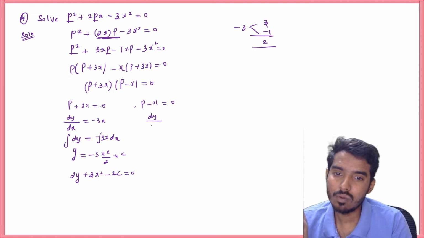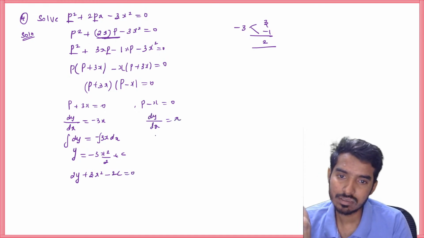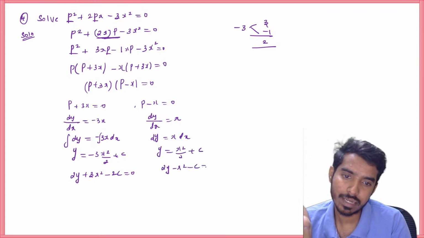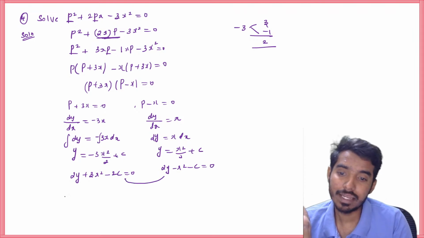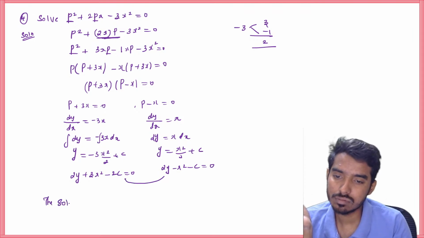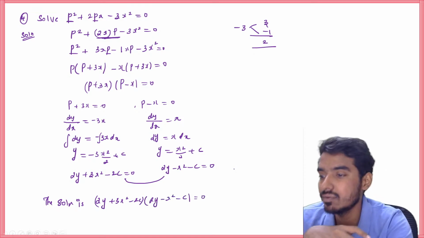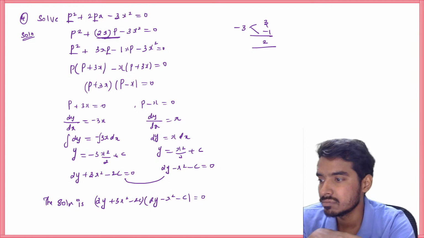And here we have dy by dx equal to x, dy equal to x dx. So we have y is equal to x square by 2 plus c, that is 2y minus x square minus c equal to 0. Multiply these, we call this the complete solution. This is the required solution.